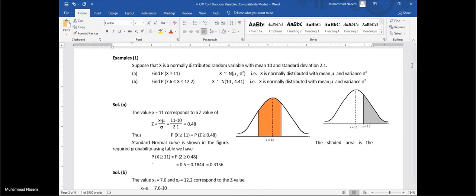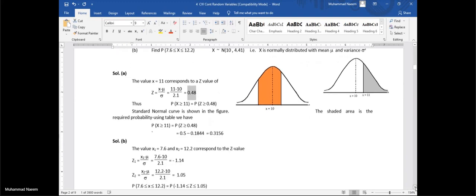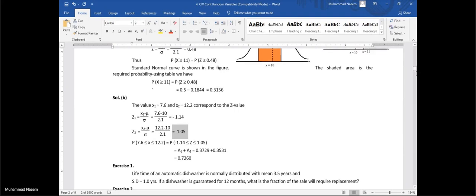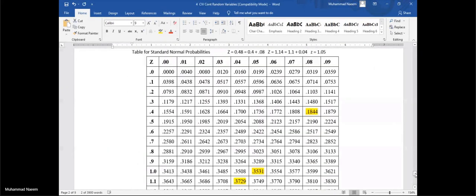So now the question is how to use the table. We have converted points 0.48. Other one is minus 1.14. So we will just consider 1.14, not minus 1.14. And the third point is 1.05, for which we have calculated the tabulated areas. Now how to calculate these areas? Look at the table.